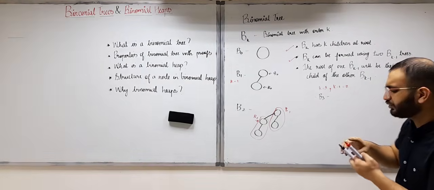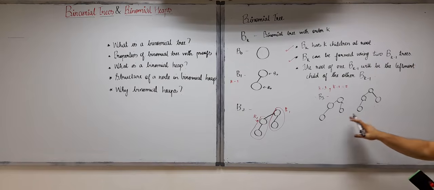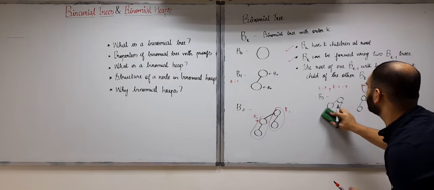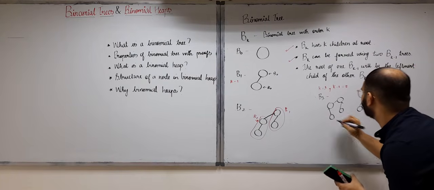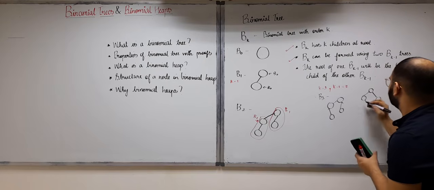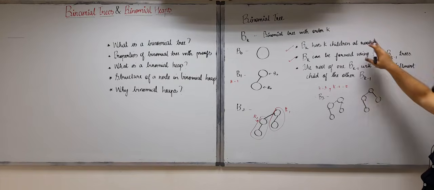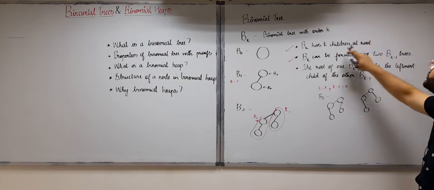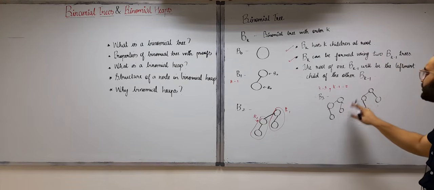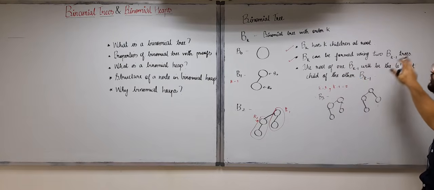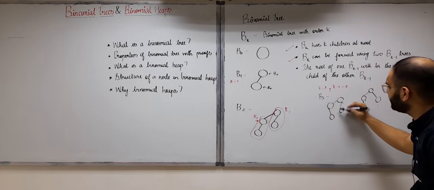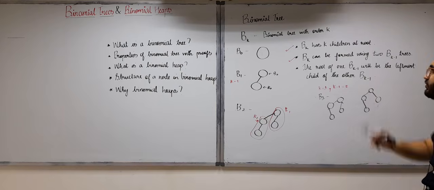So this is how a B2 tree looks like. So these are my two B2s. It doesn't matter, I can also draw this child this way. It will not make any difference. Even I can draw this child this way. Okay, it won't make any difference. All these properties should be maintained: B2 should have 2 children at root. Yes, it has 2 children at root. B2 should be formed using two B1 trees. This is a B1, this is a B1. Yes, it is being formed using two B1 trees.